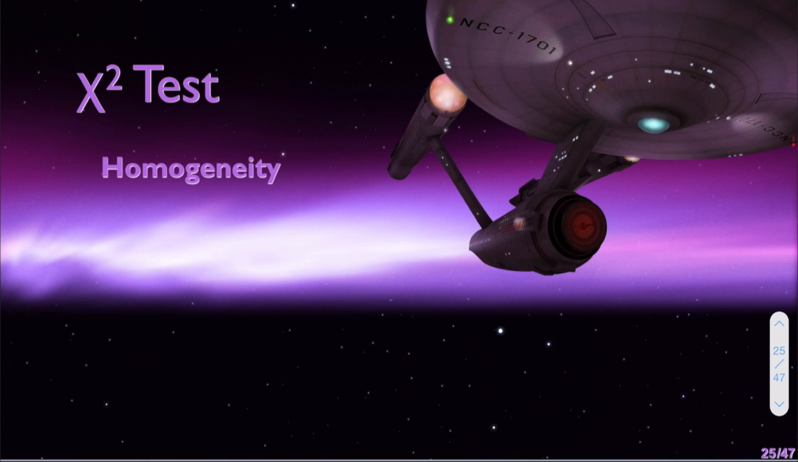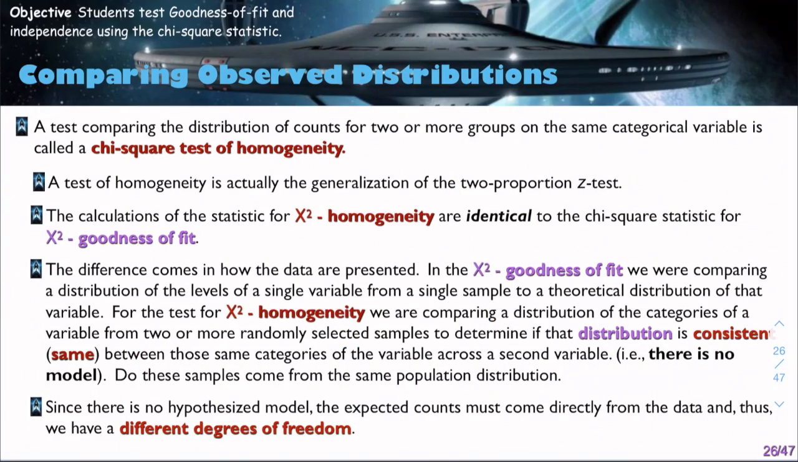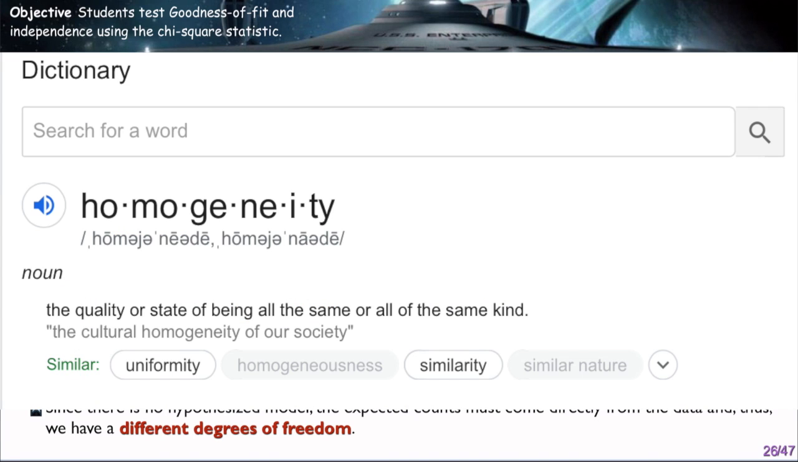So moving on to the second part of chi-square tests, we are going to look at how to analyze two different counts and test for homogeneity. If we're comparing observed distributions, a test comparing the distribution of counts for two or more groups on the same categorical variable is called a chi-square test of homogeneity.